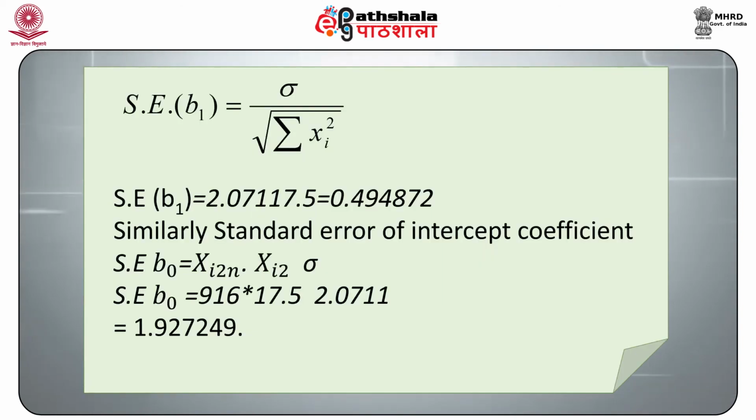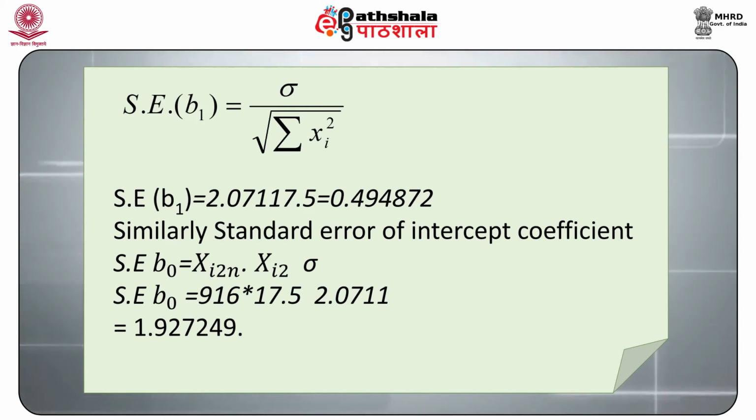So let me first come back to the standard error of B1, which is equal to sigma hat upon under root of summation xi square. Substituting the values, we get this equal to 2.071 divided by under root of 17.5, and this is equal to 0.494872.